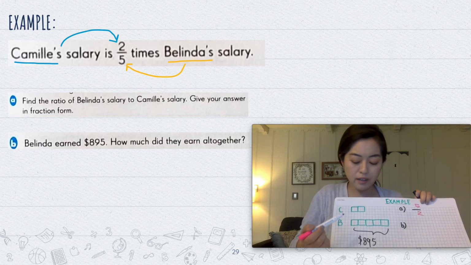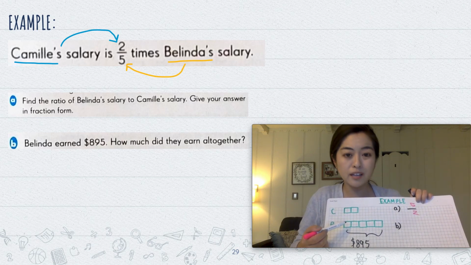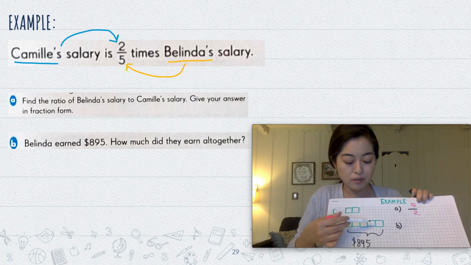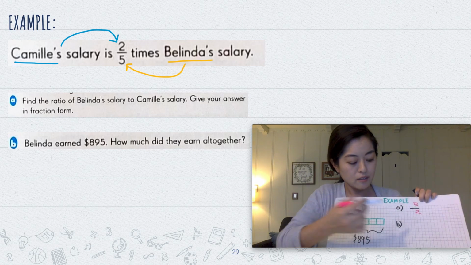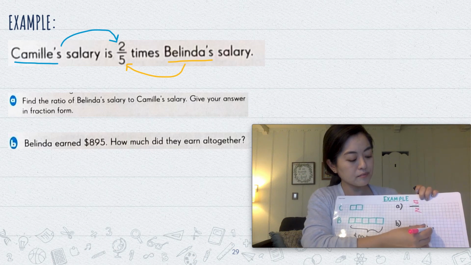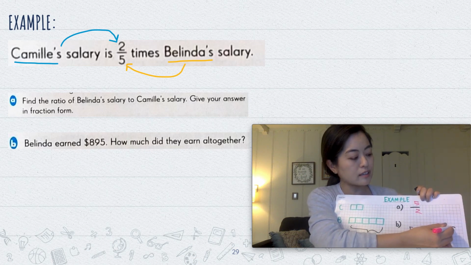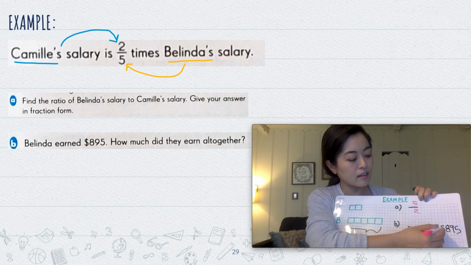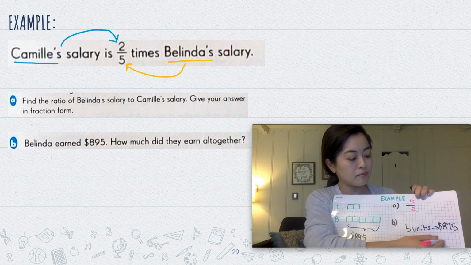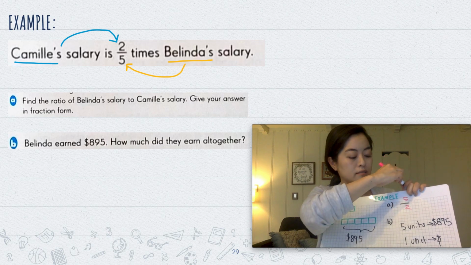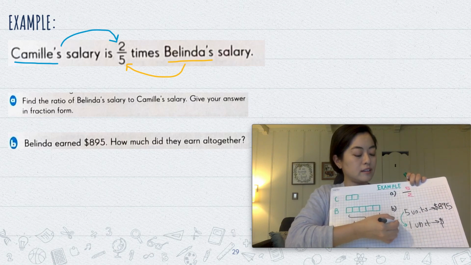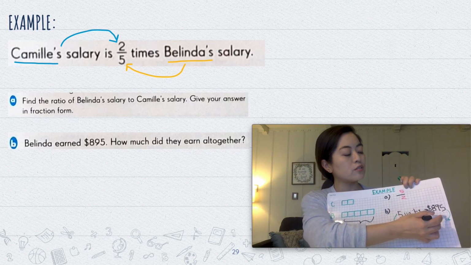So let's take a look at Belinda. Belinda has how many units here? Belinda has 1, 2, 3, 4, 5 units, right? So we're going to do 5 units gets you $895, okay? And then how much does 1 unit get you? Well, let's see. What did I do to get 5 to 1? I divided it by 5, and whatever I do there, I have to do it on this side.